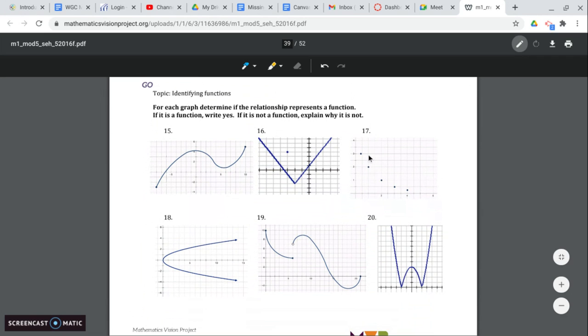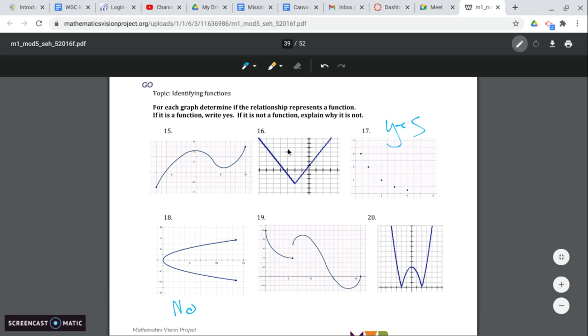So if we look at number 17, for each of our x values, do we only have one y value? Yeah, we do. So this is, yes, a function. For 18, for each of our x values, do we only have one y value? No. This would not pass the vertical line test. So the vertical line test is where you can take any vertical line and move it along the graph. And if it touches in more than one place at any given moment, then it is not a function. So in this case, the whole entire thing is not a function.